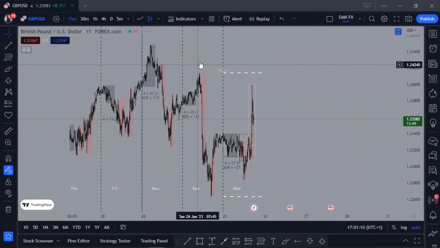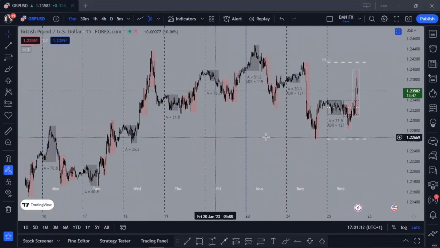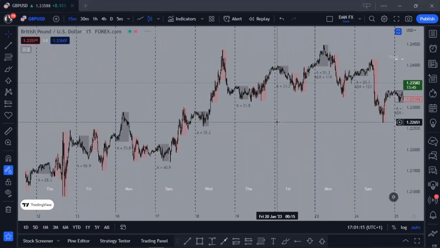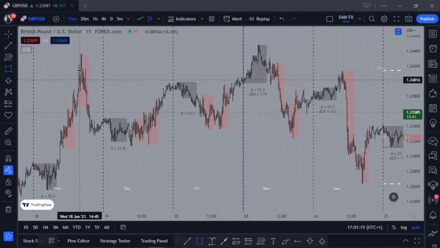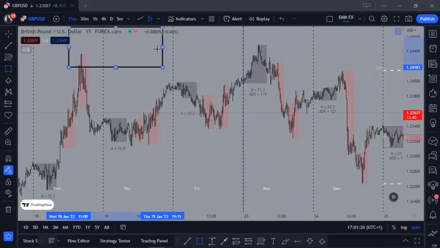All right, so let me just show you guys a couple of examples here on the chart. So here we have a big fat M formation like this.